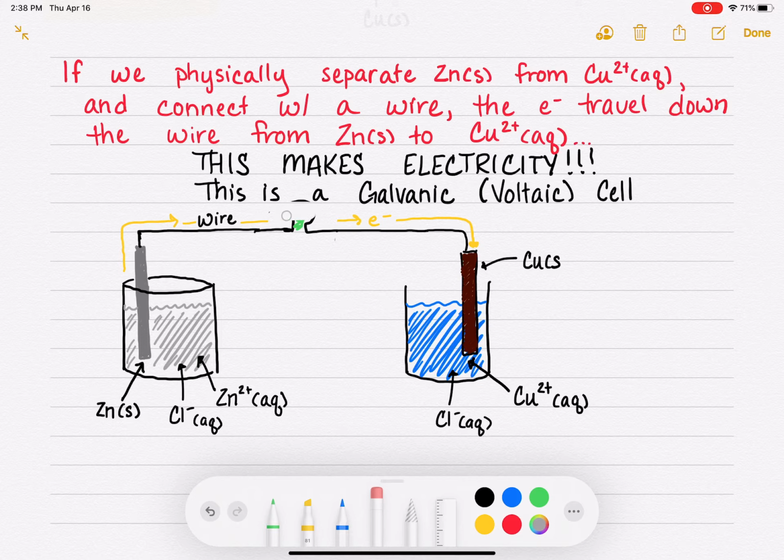That's like the world's worst light bulb. Let's turn it back to a voltmeter because that looks better.